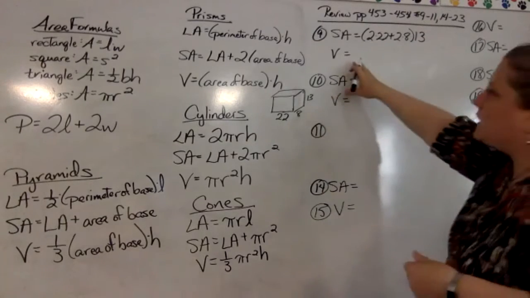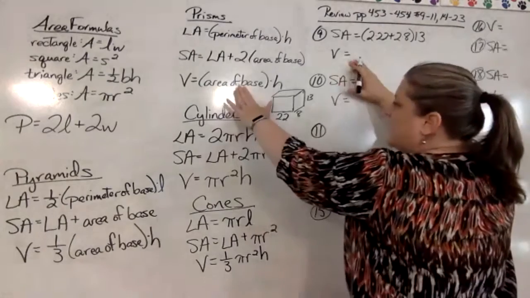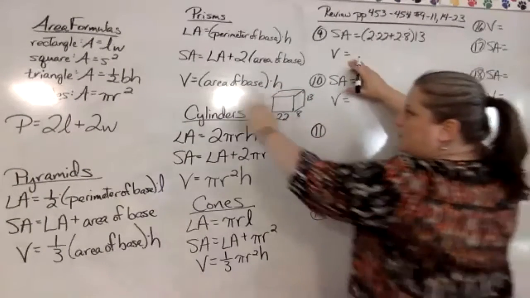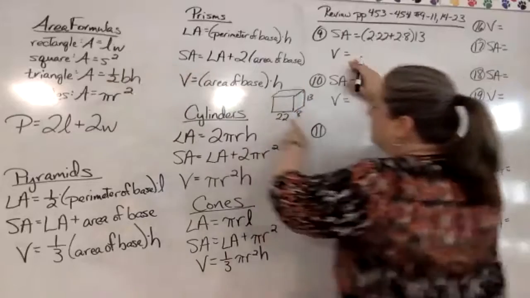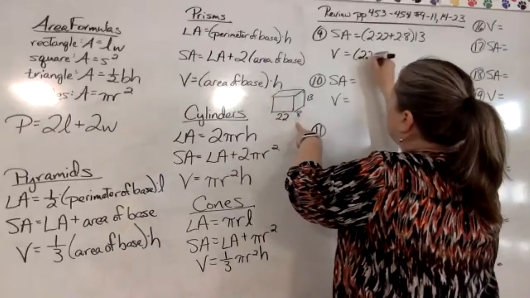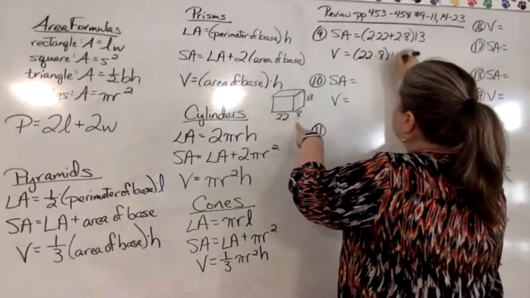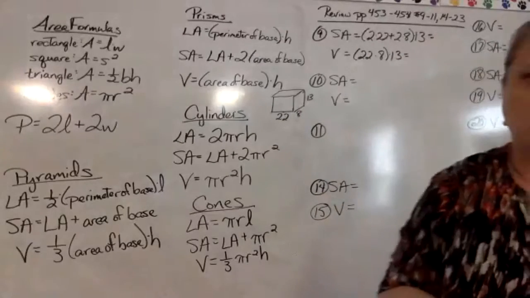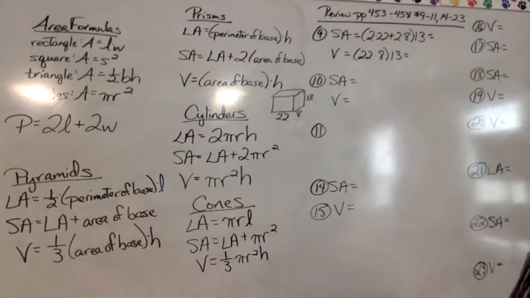Now it wants the volume as well. Volume is the area of the base times the height. So area of a rectangle, remember, is length times width. So I just have 22 times 8 times the 13. So that's what you're working out for number 9. So y'all have your little calculators, work those out.